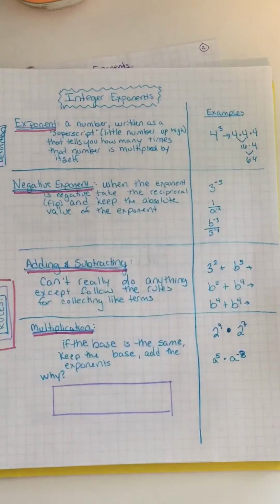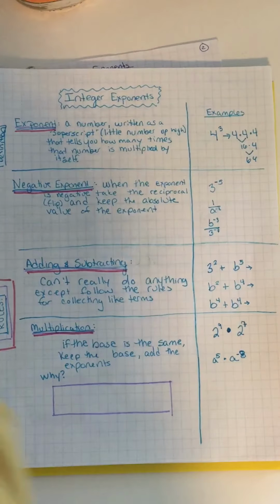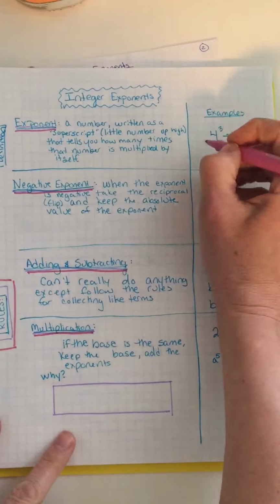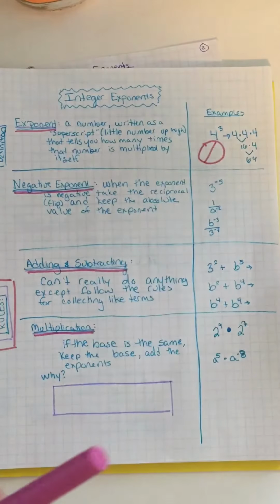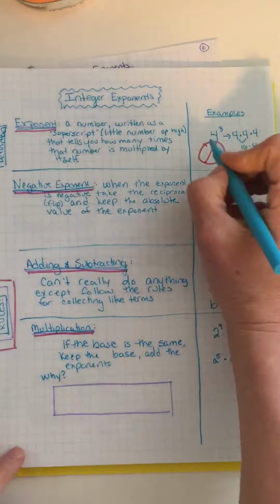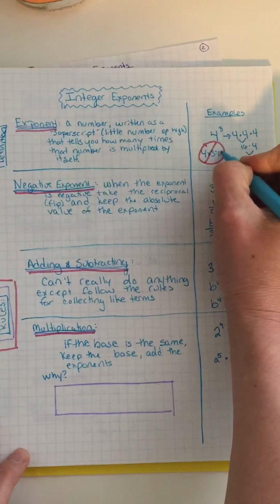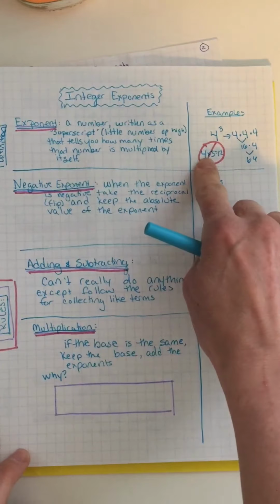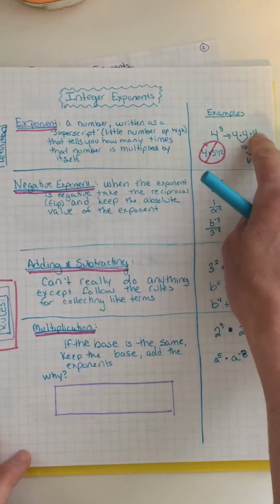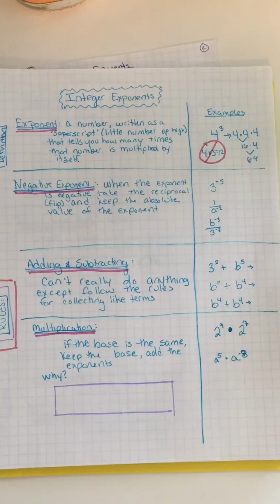This does not mean 4 times 3. That's the most common mistake. The answer is not 12. It does not mean 4 times 3 is 12. It means 4 times 4 times 4 is 64.